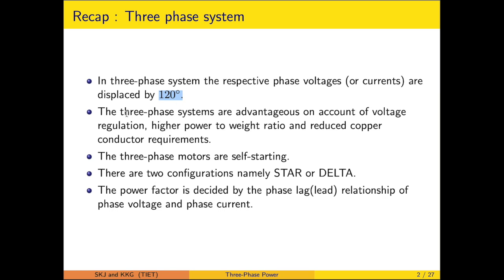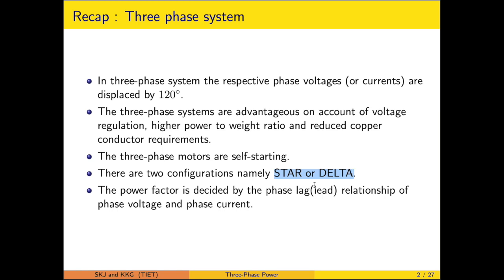Three-phase system is advantageous on account of the improved voltage regulation, higher power to weight ratio and the reduced requirement of the copper conductor. In the three-phase system, the three-phase induction motors are self-starting, whereas the single-phase motors are non-self-starting. So this particular point is in favor of the three-phase system. Now we have gone through the two configurations, star or the delta. Star configuration was also referred as the Y or WYE.